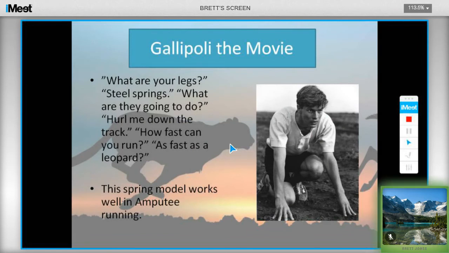What I love about the Gallipoli movie is the quote, "What are your legs? They're steel springs." And this, for me, really is a beautiful model to apply to amputee running. Teaching amputees how to utilise their feet and their blades to use the energy that's stored within those is a great model to work with when teaching amputee gait and amputee running.